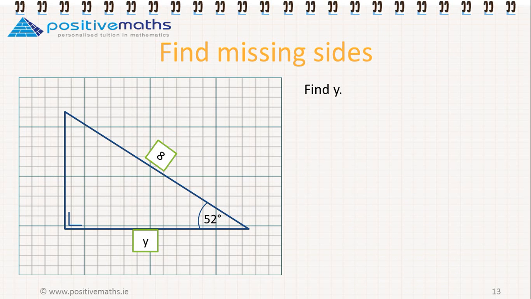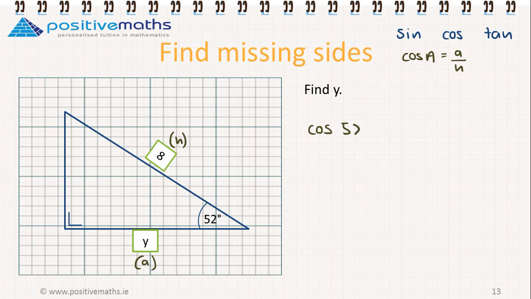So the next example, in this case we're looking for the length of y. When we're given one side, so in this case we're given the hypotenuse and we're given an angle, then we're either using sine, cosine or tan. So the first step again is to label our sides in relation to our angle. So if we have 52 degrees, then y is going to be our adjacent side, and again 8 is our hypotenuse. So if we have our hypotenuse and we're looking for our adjacent, we remember that the cosine of an angle is equal to the adjacent over hypotenuse. So we're going to use the cosine.